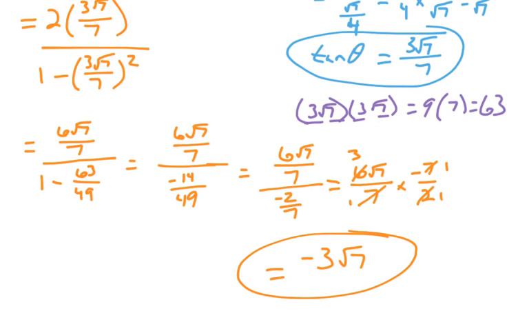So there's a little introduction on double angle identities, one using sine, one using cosine, one using tangent. Hopefully that becomes a little bit useful once you start working on practice problems.